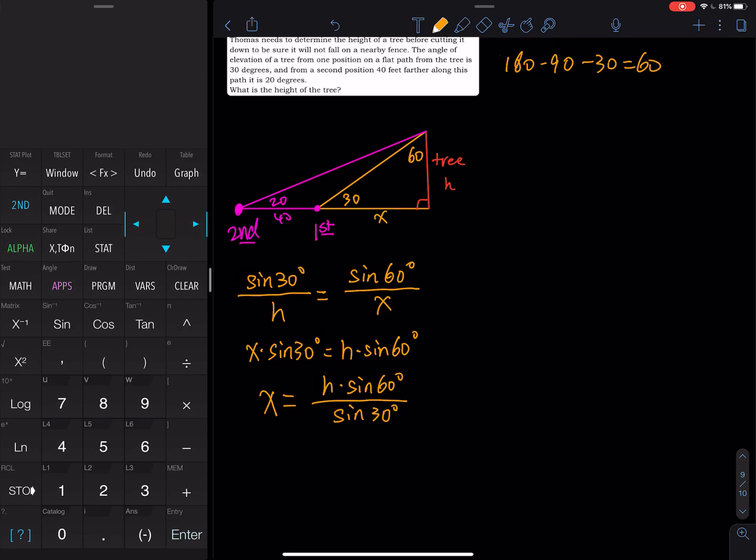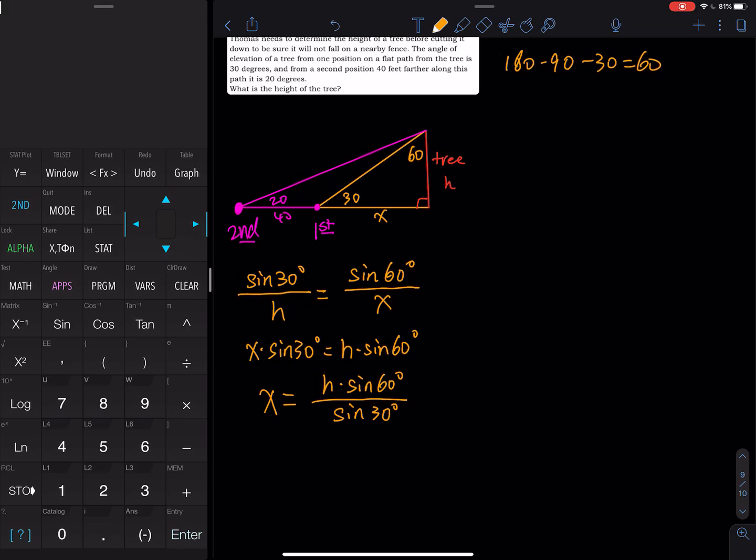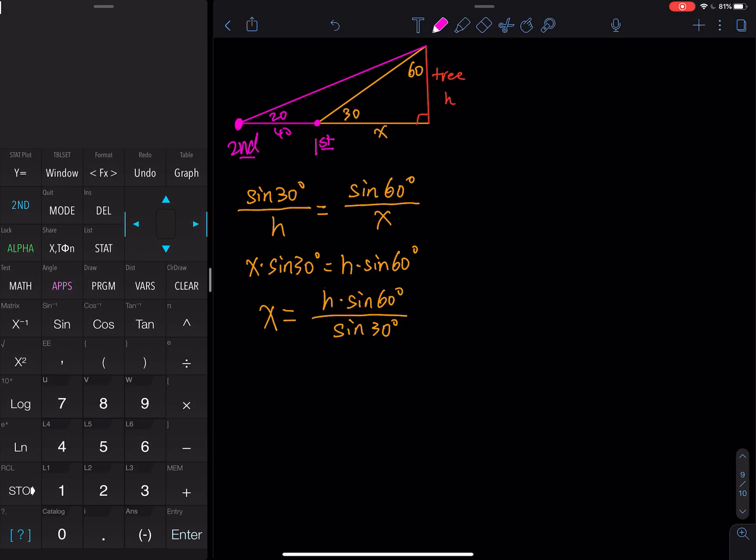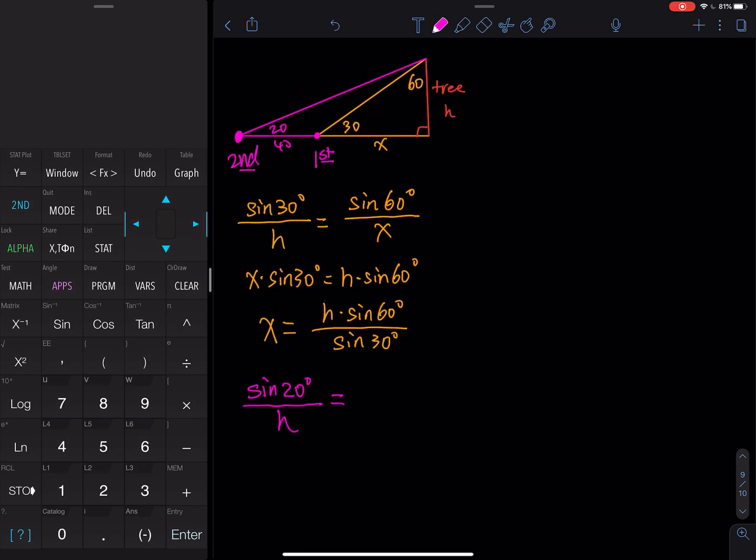Let's set up another law of sine. For this one, I will be using the bigger triangle, the orange plus the pink. Let's follow the color code, so I'm going to use the pink. That will be sine of 20 degrees, facing the height of the tree h, equals to, and then the angle. I need to find the other angle.